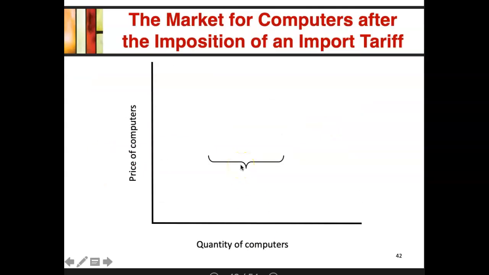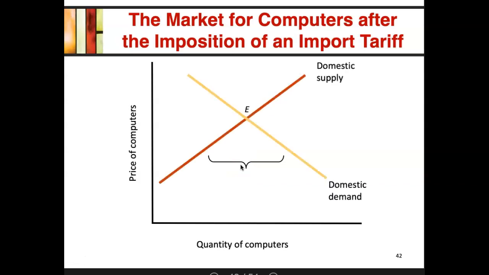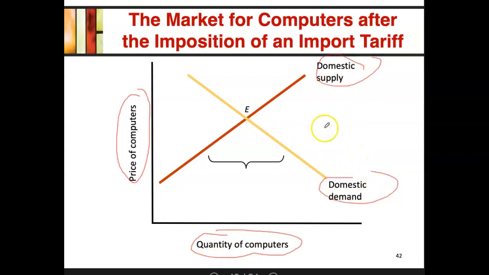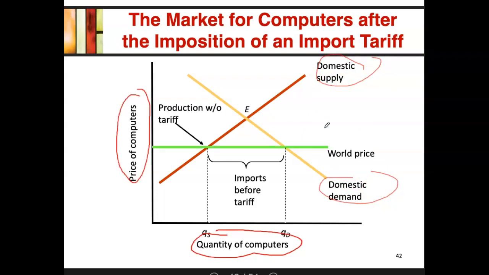Okay, so now let's look at the market for computers after the imposition of an import tariff. So suppose you have this market. Again, we have domestic supply. So we have this market for computers. We have the price of computers on our y-axis. We have the quantity of computers on our x-axis. We have domestic supply. We have domestic demand. Right? And we actually have the world price. So let's say this country is actually open for trade. So we have the world price.